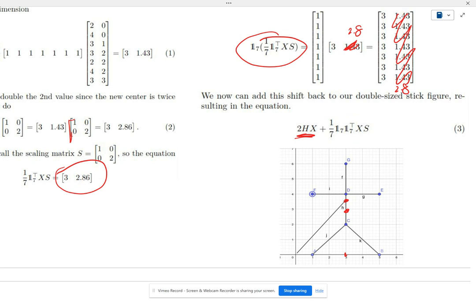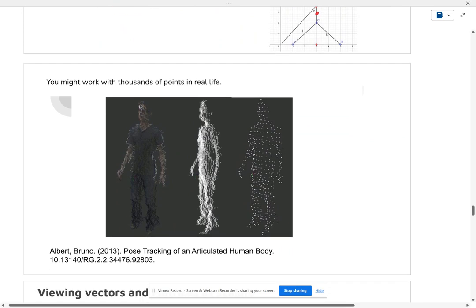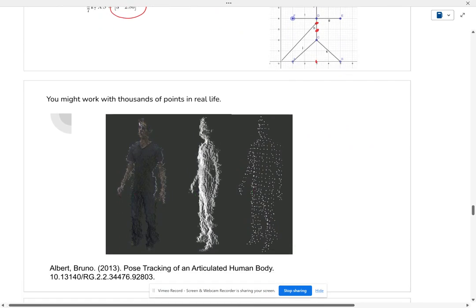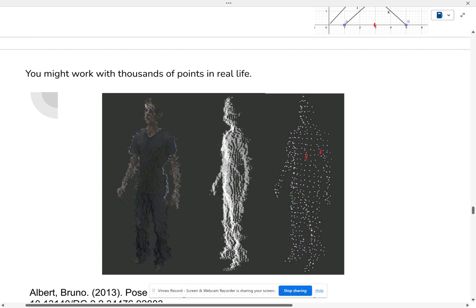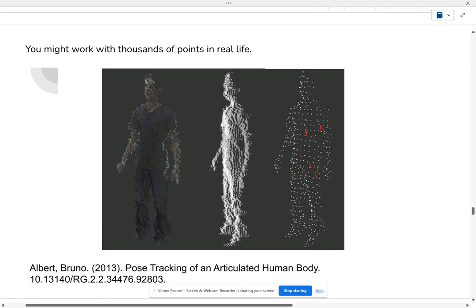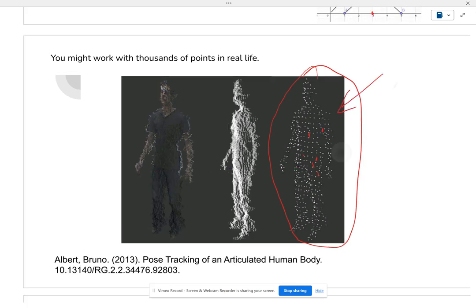This part, you double the size. This part, you shift it back. And notice it basically used everything we learned. So in here, we were only working with 7 points. But in real life, well, there's a lot more points. But the idea is the same. When you want to transform an entire thing, you put them into a matrix format and then perform rotation, translation, whatever.